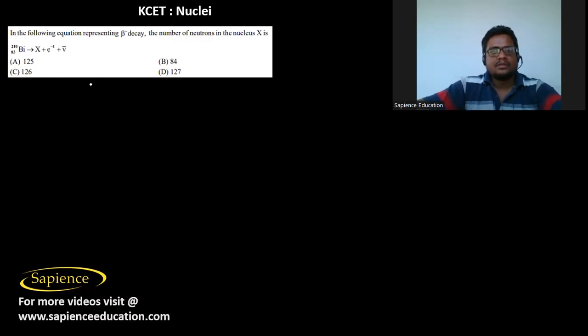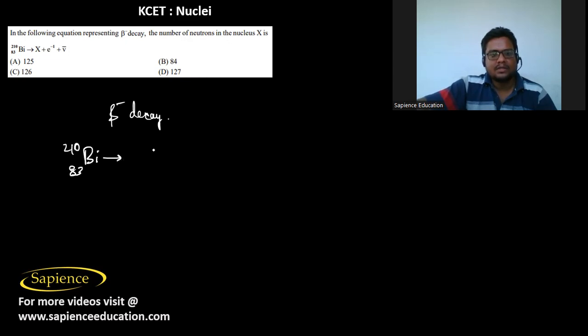And here it is told, in the following equation representing beta minus decay, the number of neutrons in the nucleus X is, okay. So bismuth 83 210 is undergoing beta minus decay, so it is e minus 1 0. So it means the atomic number will increase by 1. So X will have the atomic number 84, and the mass number will remain the same, 210, plus anti-neutrino.